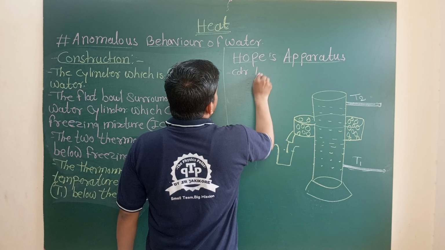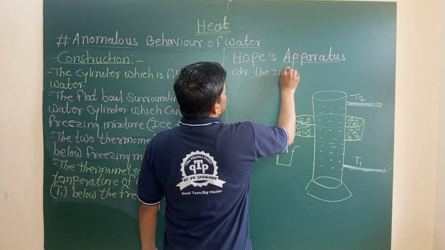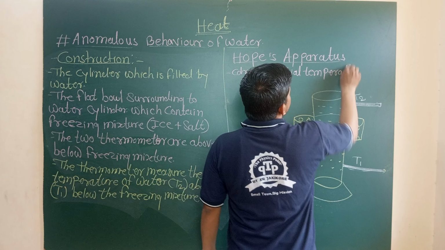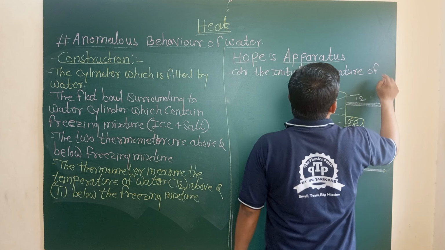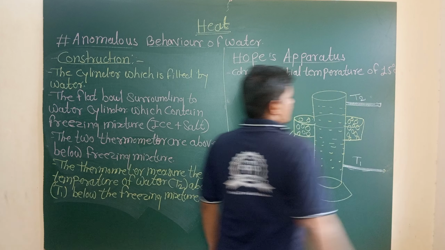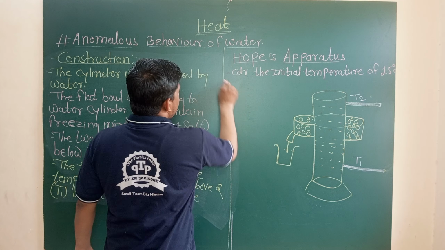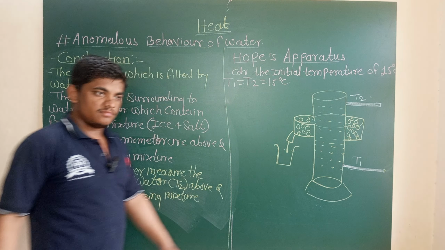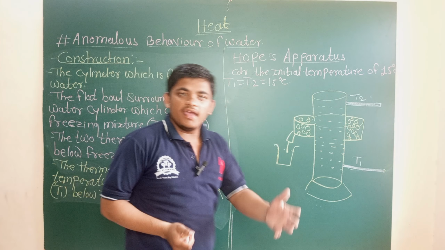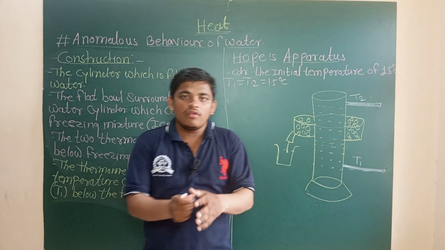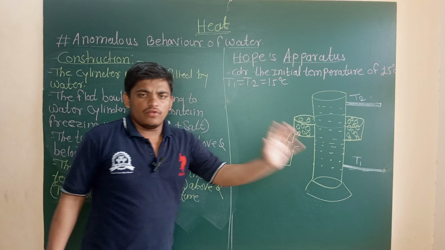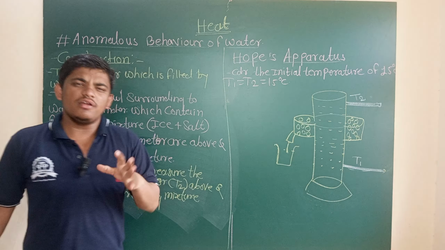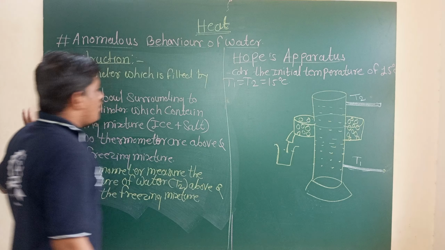Consider an initial temperature of water of 15 degrees Celsius. Then T1 must be equal to T2, that is, 15 degrees Celsius initially. Water shows normal behavior in the temperature range outside of 0 to 4 degrees Celsius. If the temperature is outside the range of 0 to 4 degrees Celsius, the water shows normal behavior similar to other liquids.